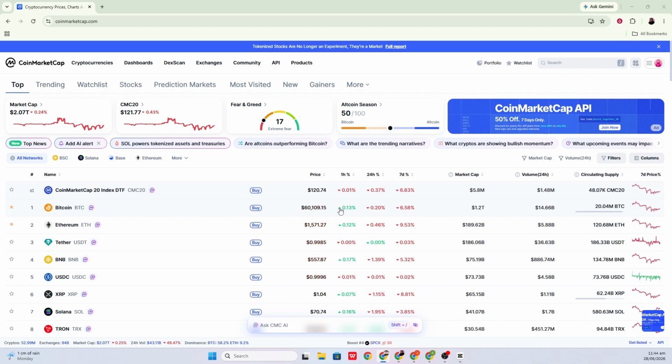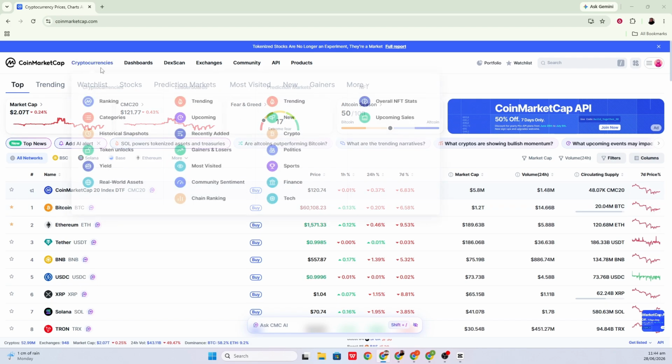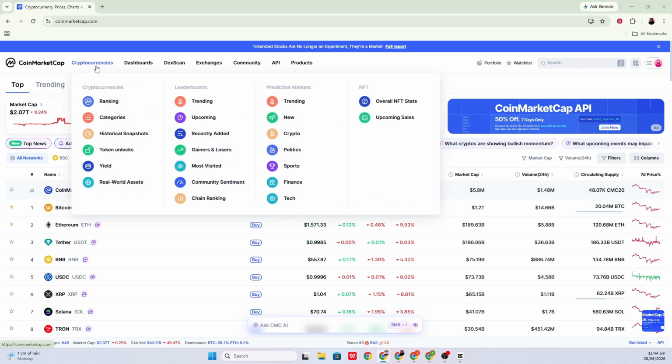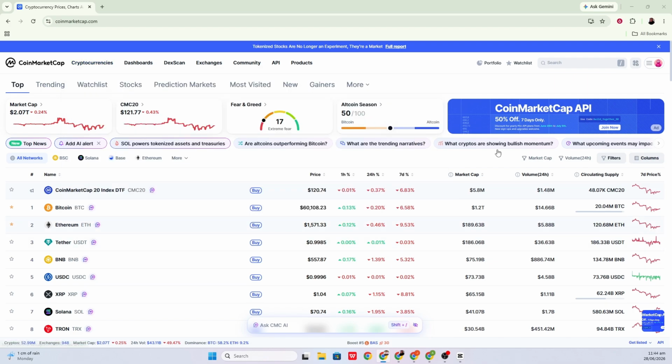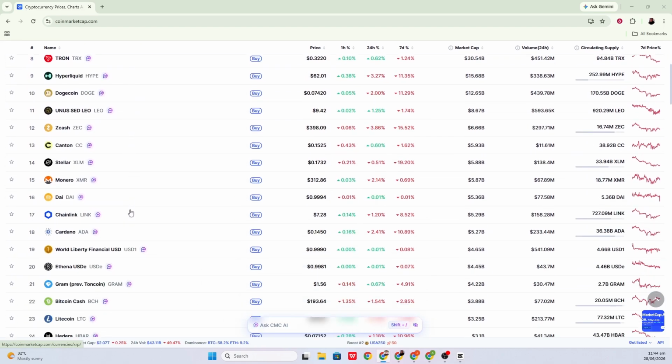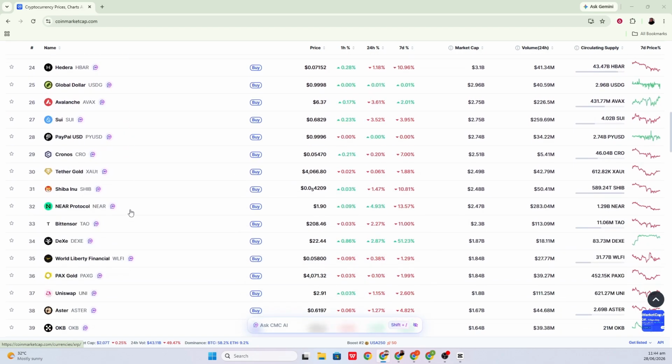To track market trends by sector, use the Categories section. Click the Categories tab located above the main cryptocurrency leaderboard on the homepage. Review the different cryptocurrency sectors listed in this section. These categories include areas such as Layer 1, AI tokens, DePIN, real-world assets, and Layer 2.